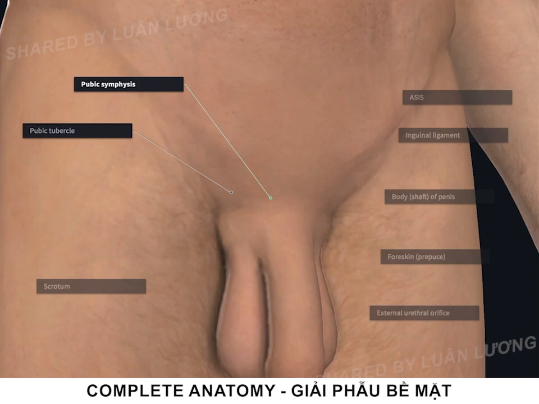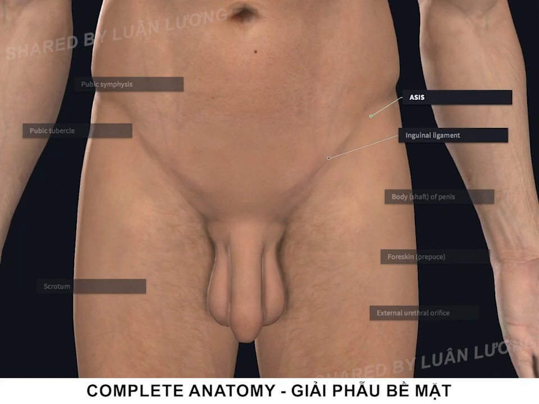If we palpate and follow the inguinal ligament laterally and superiorly, you can feel the prominent bony feature at the front of your hips known as the ASIS, or the anterior superior iliac spine. So between the ASIS and the pubic tubercle runs the inguinal ligament.